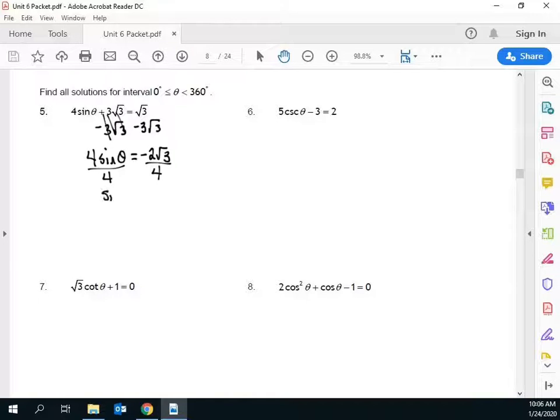By 4. Why is it 2? Because you have 1 root 3 minus 3 root 3's, so it's negative 2 root 3's. Does that reduce any, guys? Can 2 go into 4? How many times? Twice. Hey, good thing that happened that way, because now we have something that looks familiar.